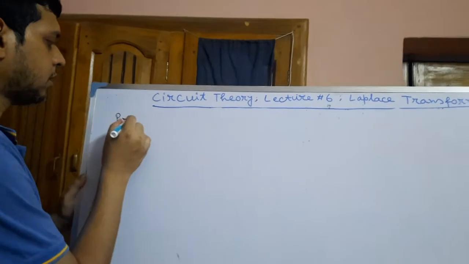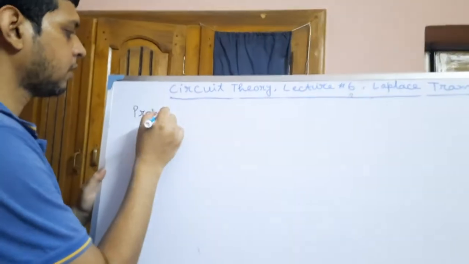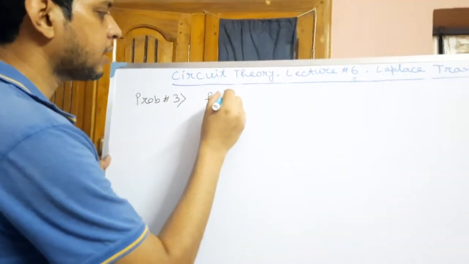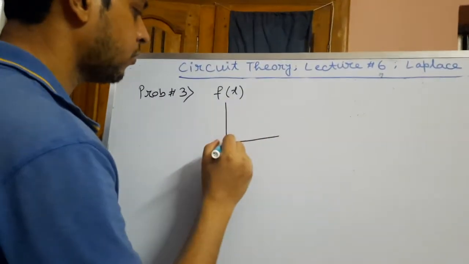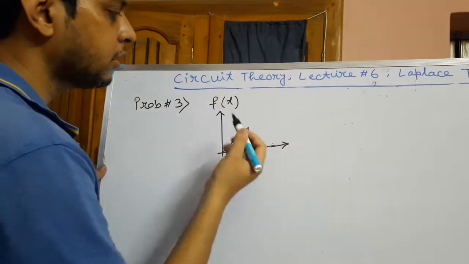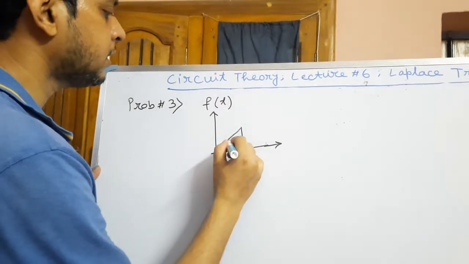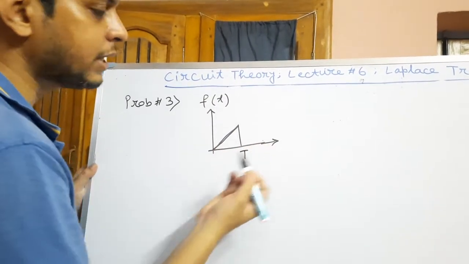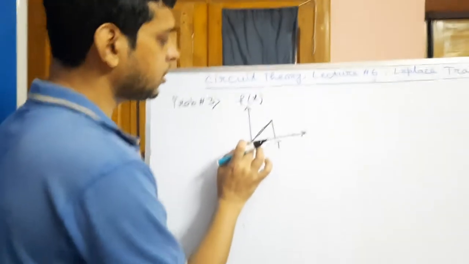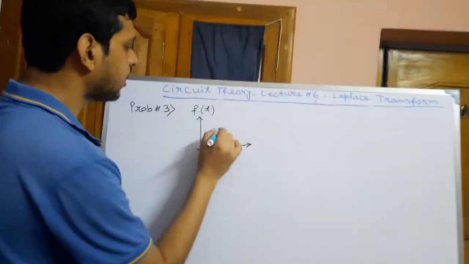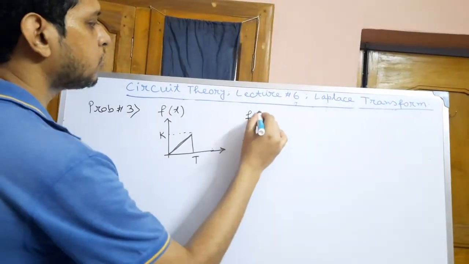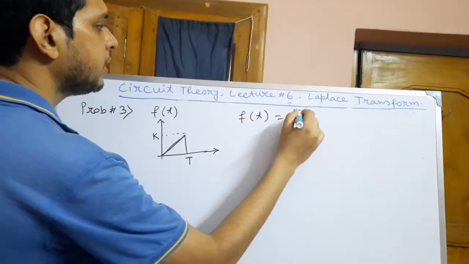Now let us take the third example. We have to determine the Laplace transform of this function. This is a ramp function, but this is a bounded ramp function. The ramp interval of the ramp function is from only 0 to T. Now the amplitude is say k. So f(t) equal to what?